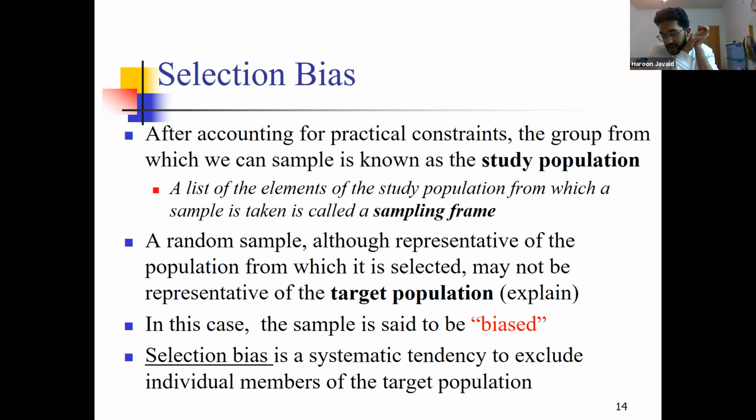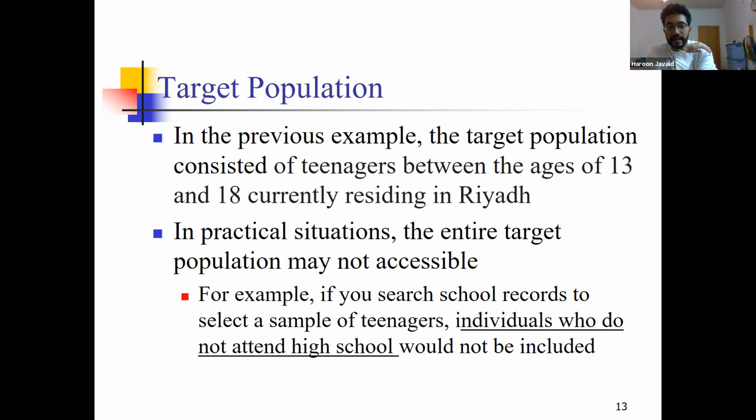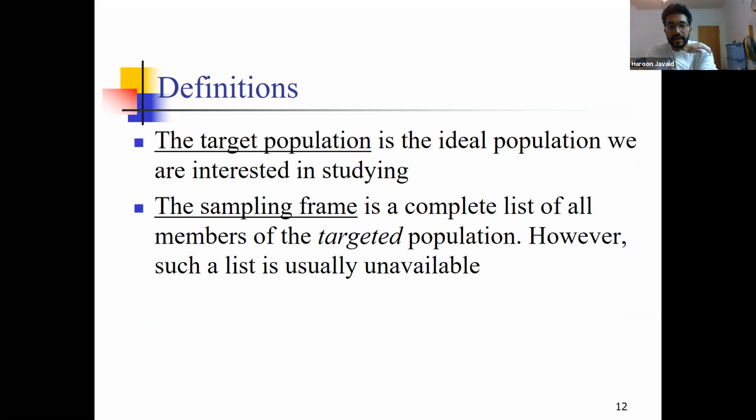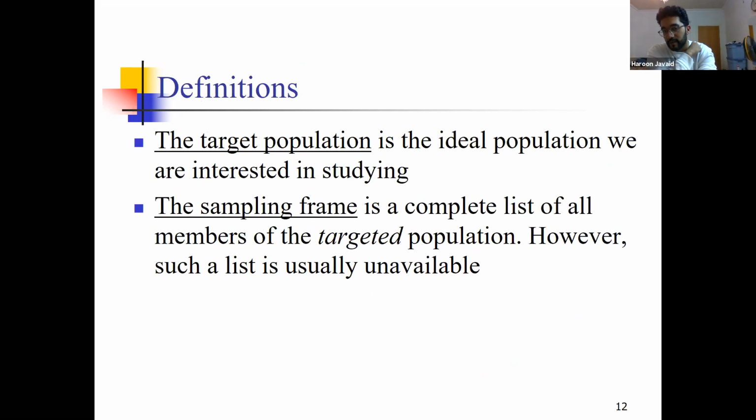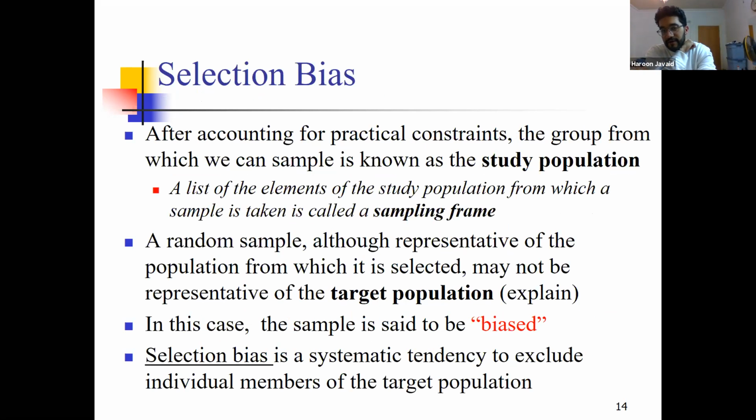So target population is basically the ideal population, and a complete list of everyone in that is a sampling frame. So sampling frame is basically a list. It's supposed to be from the target population. Practically, we take it from the study population. And this is why, since we're taking it from the study population, our sample that we select may be biased, okay?